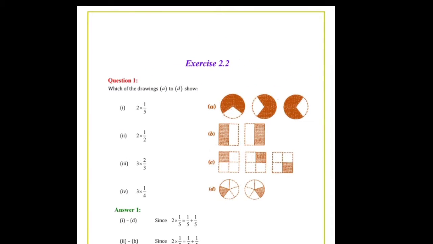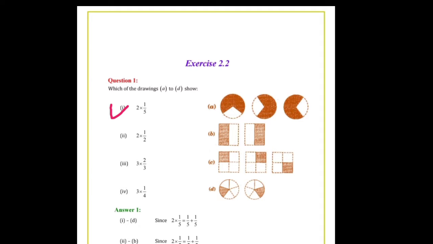Students, here we have to identify which figure shows the fractions. Here, a total of 4 situations are given, adjoining A, B, C, D. So we have to identify which figure shows the fraction. So first is 2 times 1 upon 5.